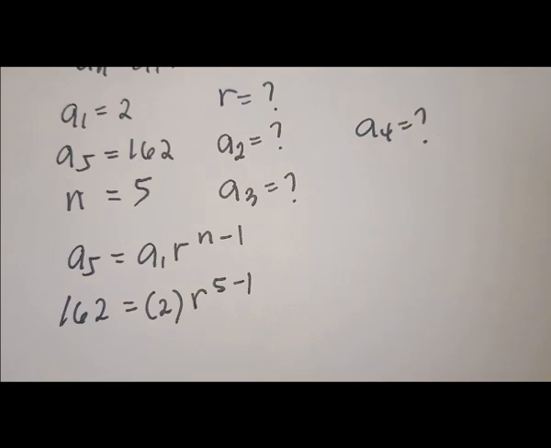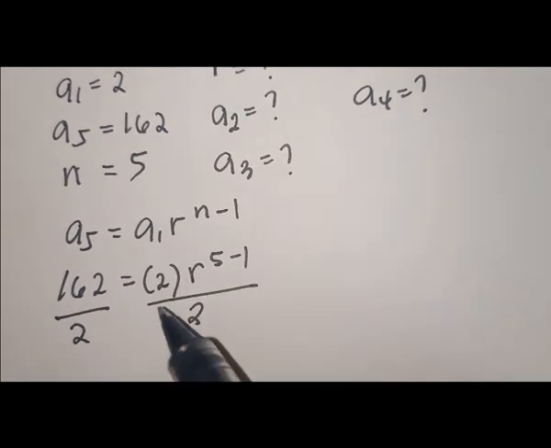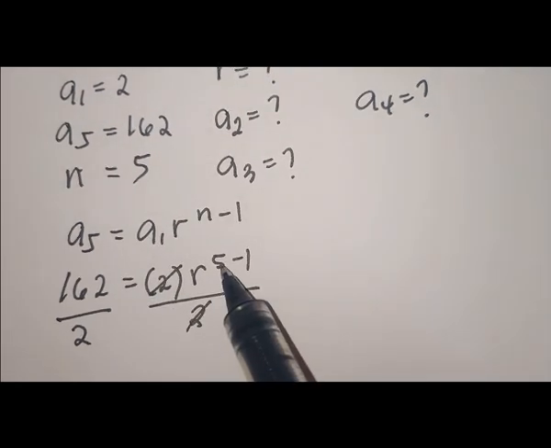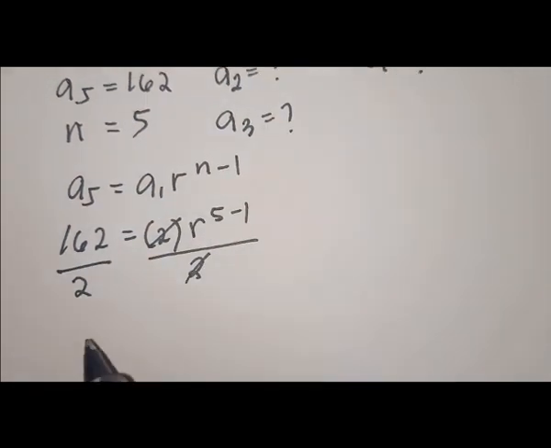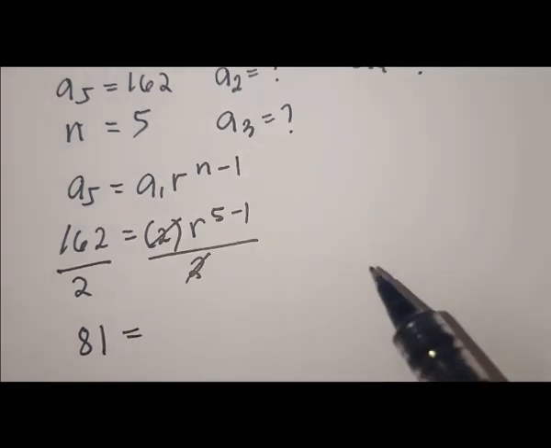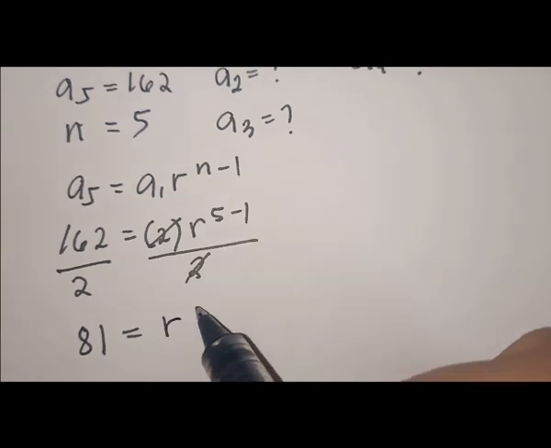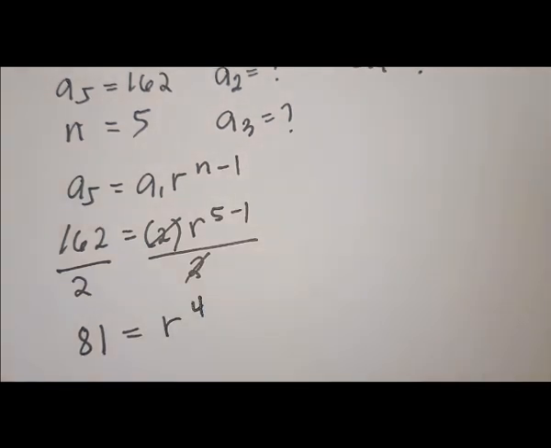Okay, so next, kailangan matanggal muna yung 2. So let us try to divide both sides by 2. Okay, so 2 divided by 2 will become 1. Then, solve na rin natin tong 5 minus 1 na to. So, magkakaroon tayo ngayon ng 162 divided by 2. We have 81 equals r raised to 4, yung 5 minus 1 natin.